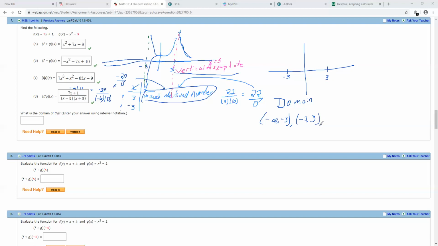And then what? Also, there would be a third one. Then we start with open parenthesis, 3, and then comma, infinity. Yay, Griselda. You're getting good at this, Griselda. Does that make sense? Yes, sir.